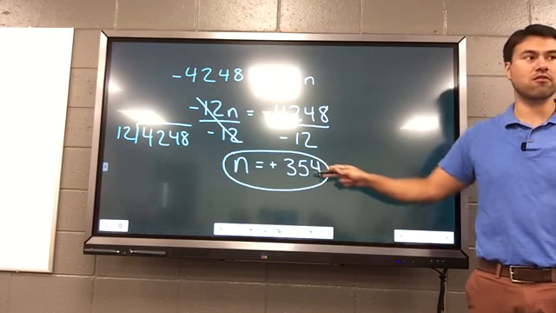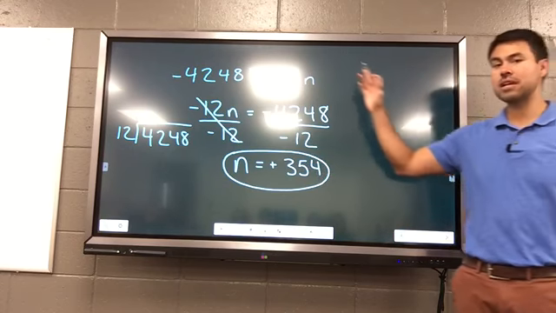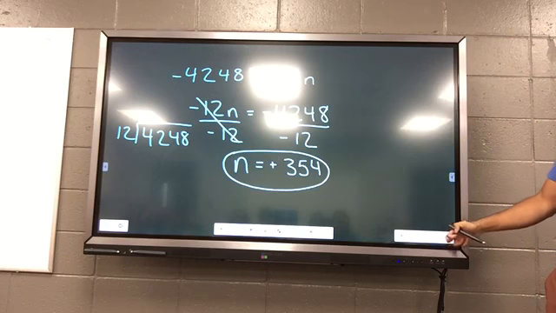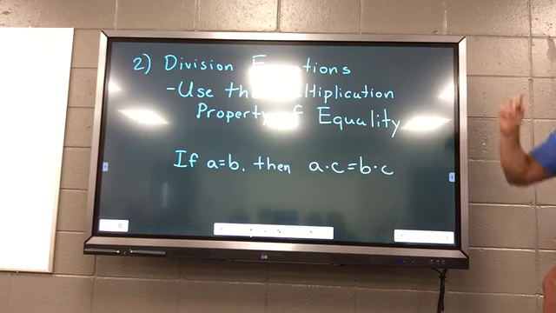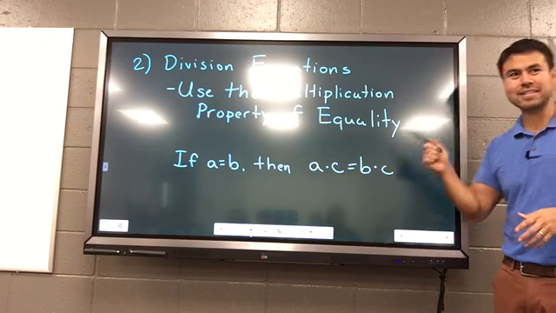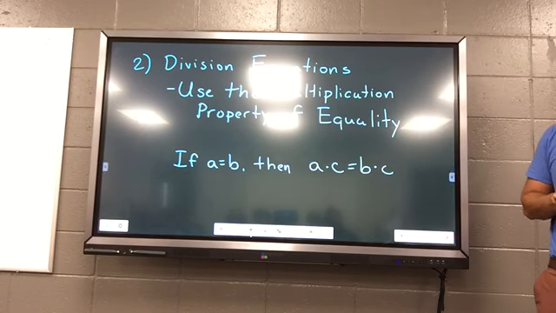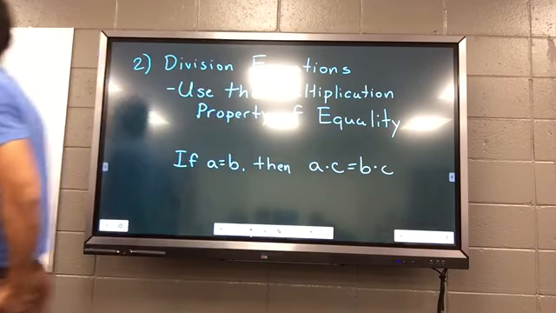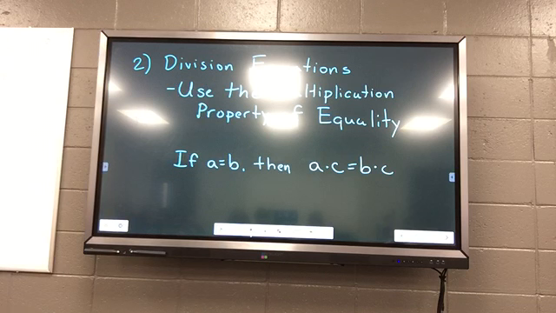How many of you agree with 354? Okay, good. How many of you are pretty good with multiplication equations? Okay, I think you guys are doing pretty well with that. What about division equations? I don't think I even needed to write this down, to be honest. Using the multiplication property of equality, yes. And what is that multiplication property of equality? If A equals B, then what is going on in there? Someone explain it to me after you're done writing it.